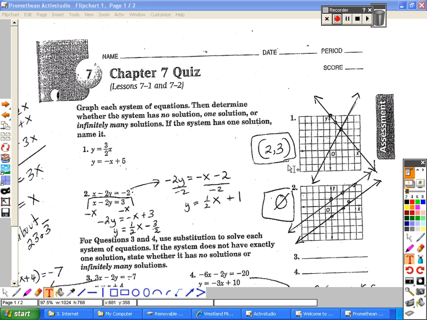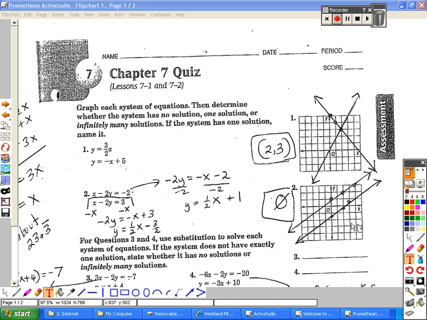Number 2, and please pause it if you're not sure, this is how I changed this equation to slope-intercept form, y equals 1/2 x plus 1. This one over here changes to y equals 1/2 x minus 3 halves. Minus 3 halves is the same as negative 1.5. So for the first one, I go down 1.5, and then to get to the other point, I'm going to use the slope of 1/2. Up 1 over 2, up 1 over 2, and so on.